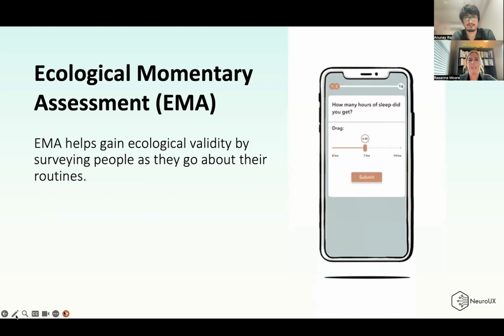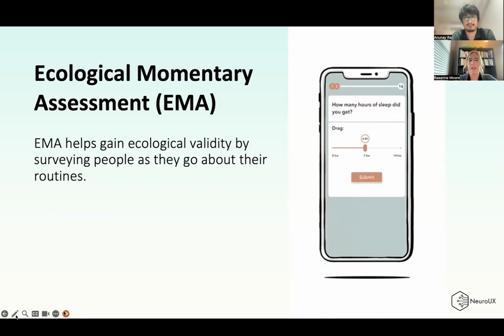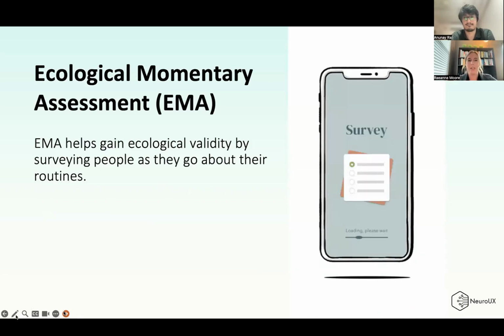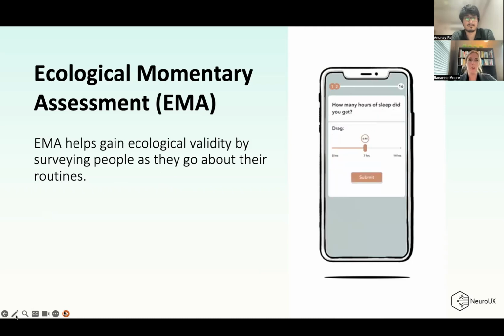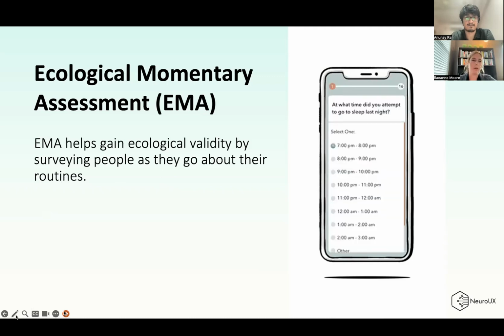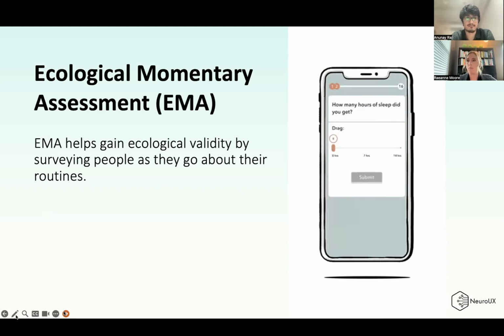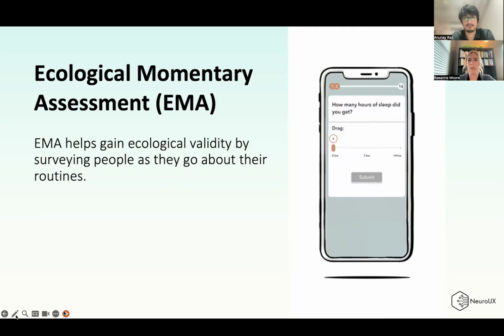They really can ask about how sad are you right now? How stressed are you right now? Or, since the last survey, have you had any alcohol in the last few hours? How many drinks? Are you home? What are you doing? Who are you with? Asking questions about location, social interactions, functioning, substances, mood, kind of anything you want.